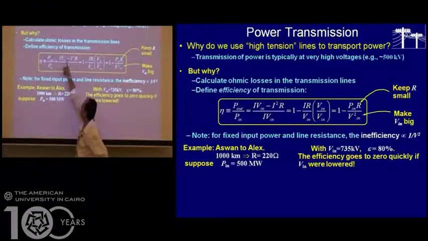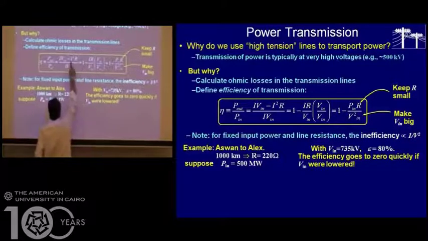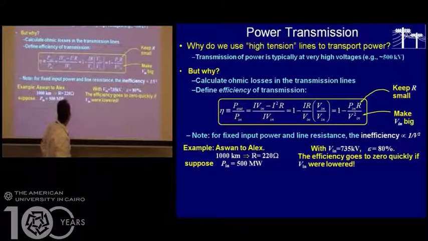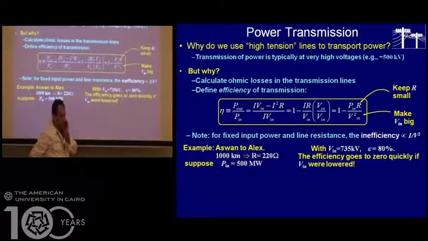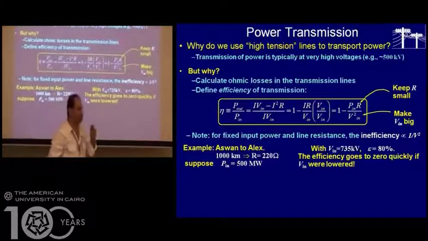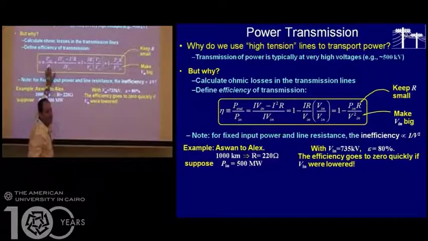It's the power in minus the losses divided by the power in. So if you divide this by this, you get 1 minus I squared R over IV in. When you were sleeping, we were saying P out over P in, that's the efficiency.